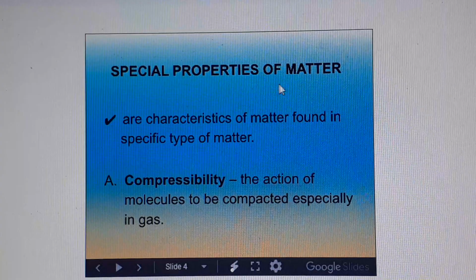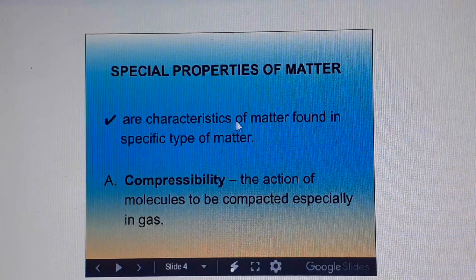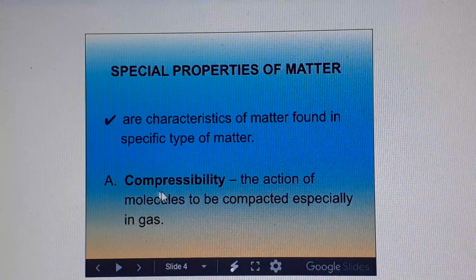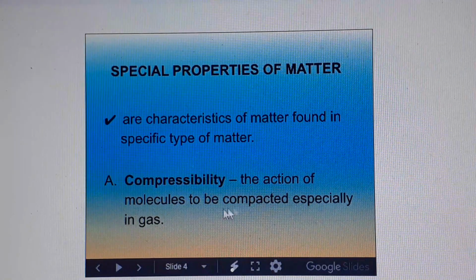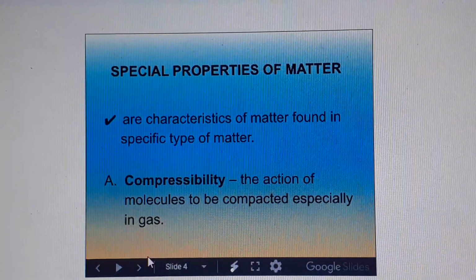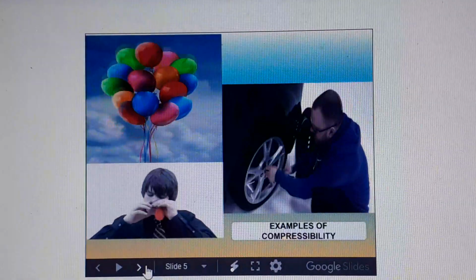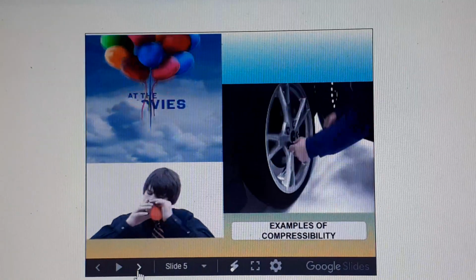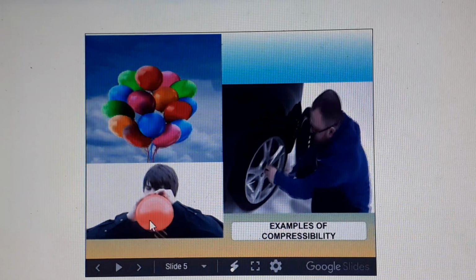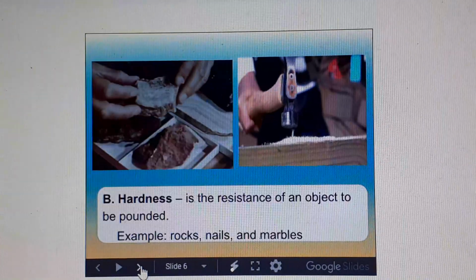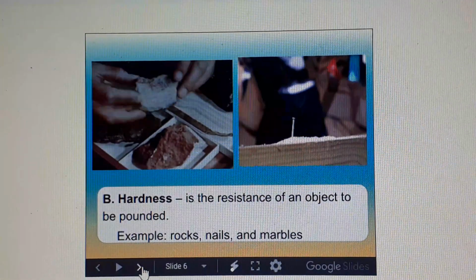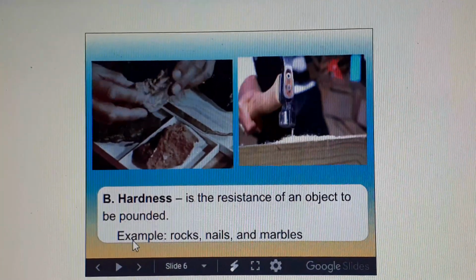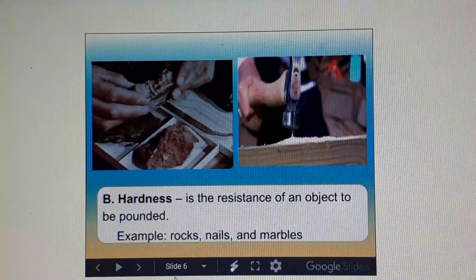Special properties of matter are characteristics of matter found in specific types of matter. A. Compressibility, the action of molecules to be compacted, especially in gas. Here are some examples of compressibility: the tires, the balloon. B. Hardness. It is the resistance of an object to being pounded. Examples: rocks, nails, and marbles.